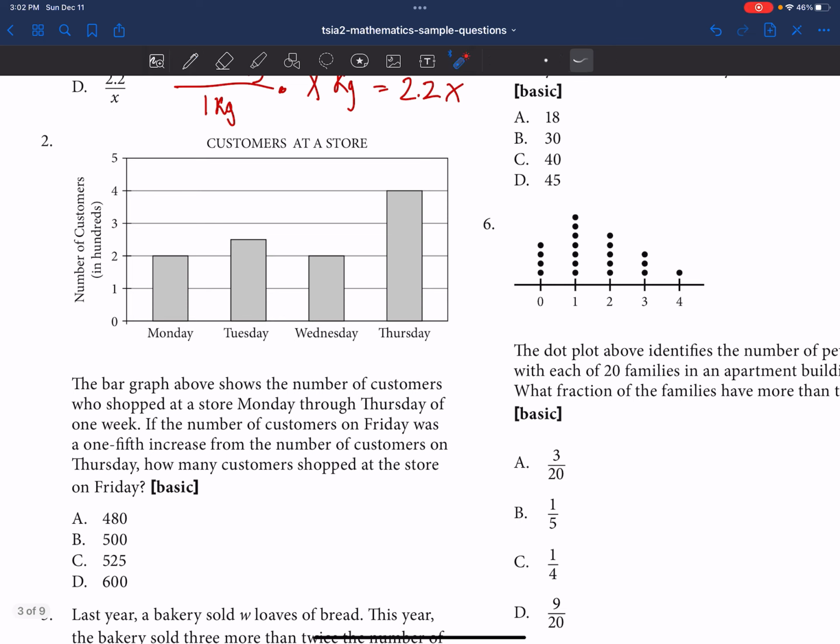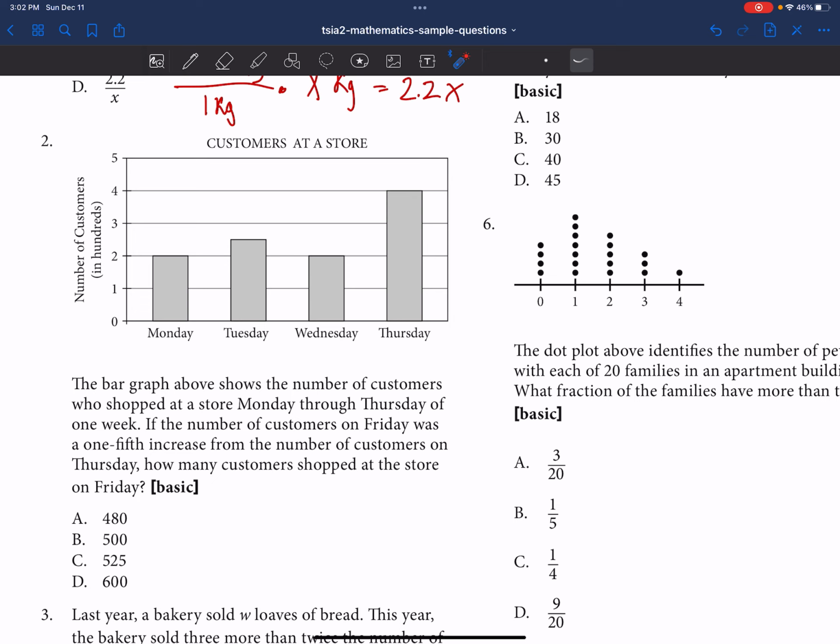All right, the most exhausting thing about doing this is going to be reading the questions. Okay. The bar graph above shows the number of customers who shopped at a store Monday through Thursday of 1 week. If the number of customers on Friday was a 1/5 increase from the number of customers on Thursday, how many customers shopped in the store on Friday? Okay, so we have a bunch of information here about Monday, Tuesday, Wednesday, Thursday. We only care about Thursday. So I don't care at all about Monday, Tuesday, Wednesday. I'm just looking at Thursday.